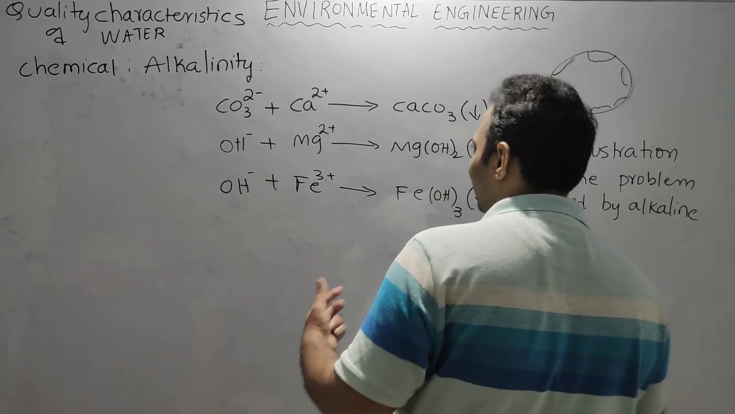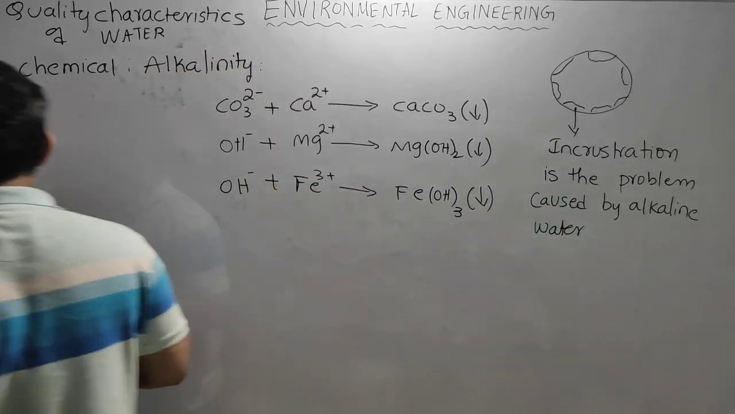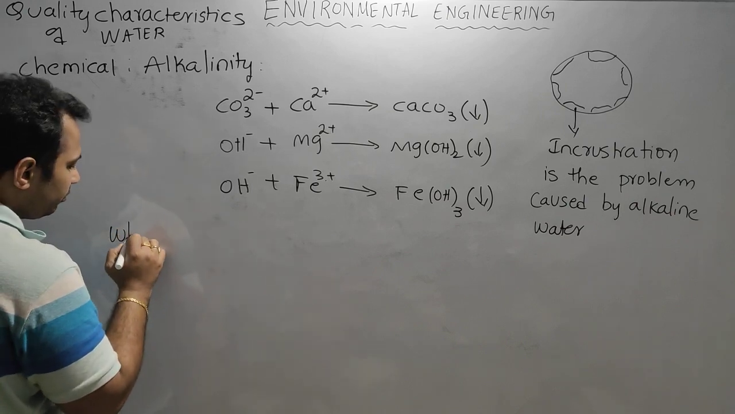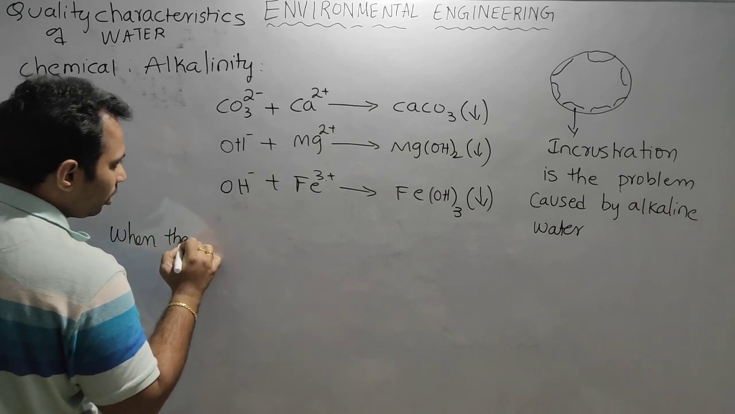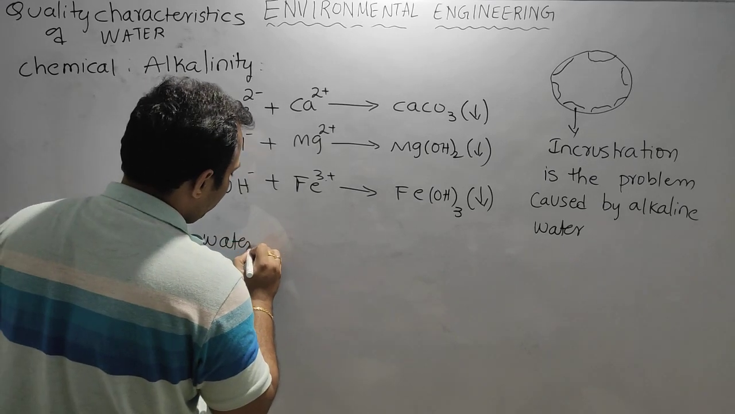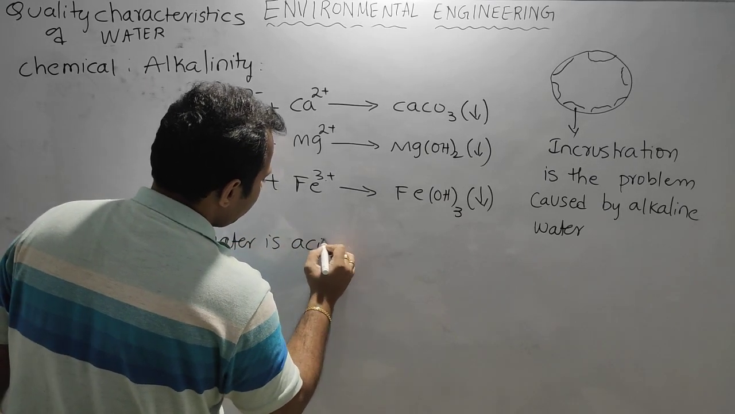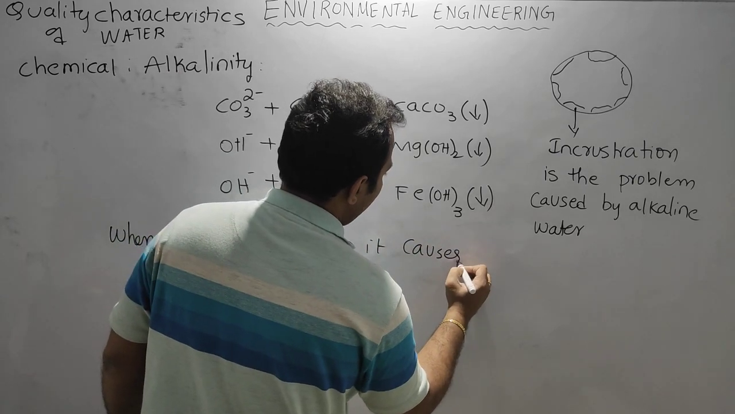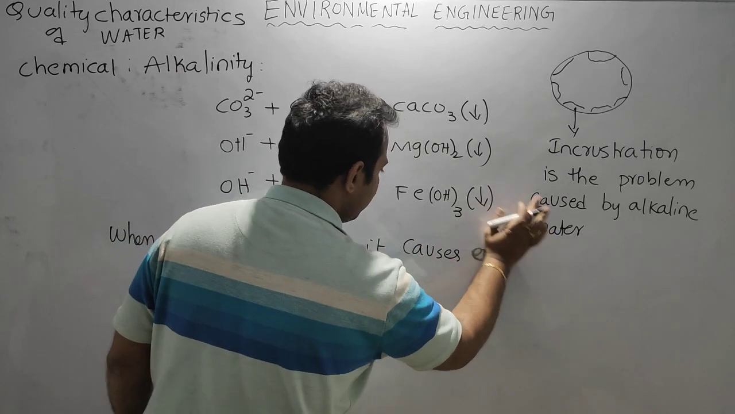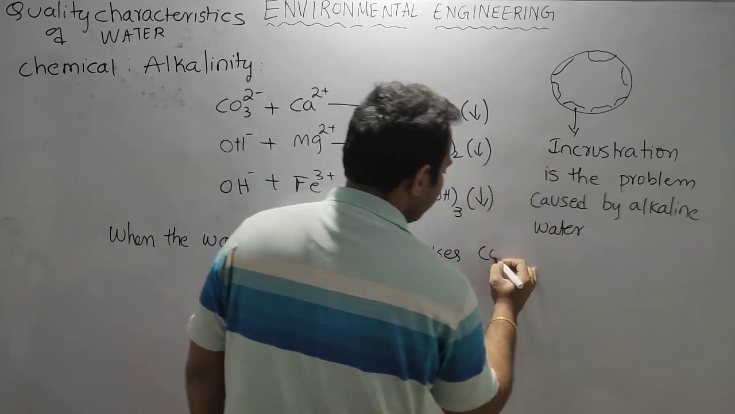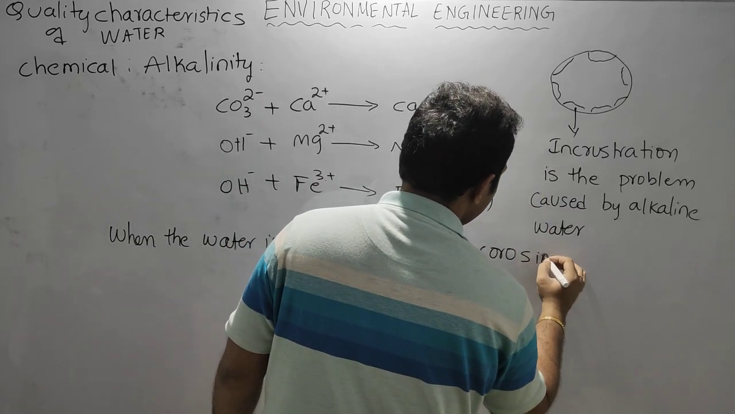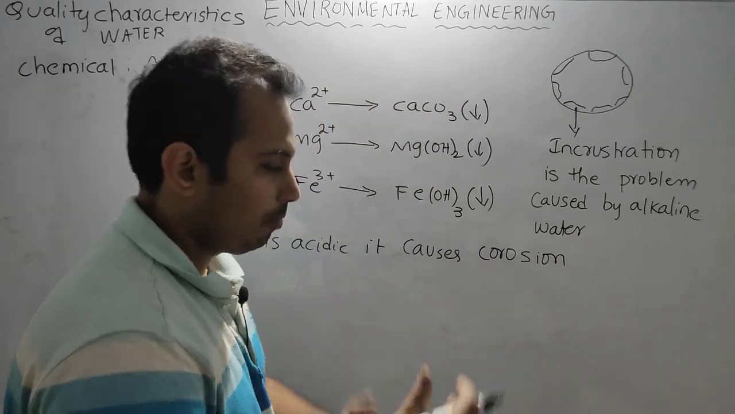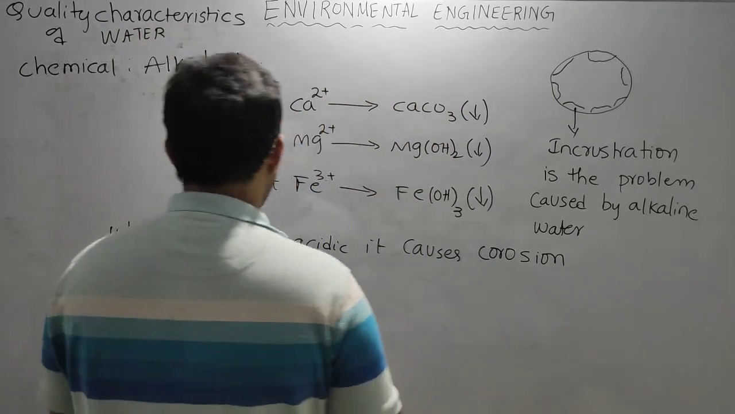When the water is acidic, it causes corrosion of the pipe, and the pipe also gets eroded.